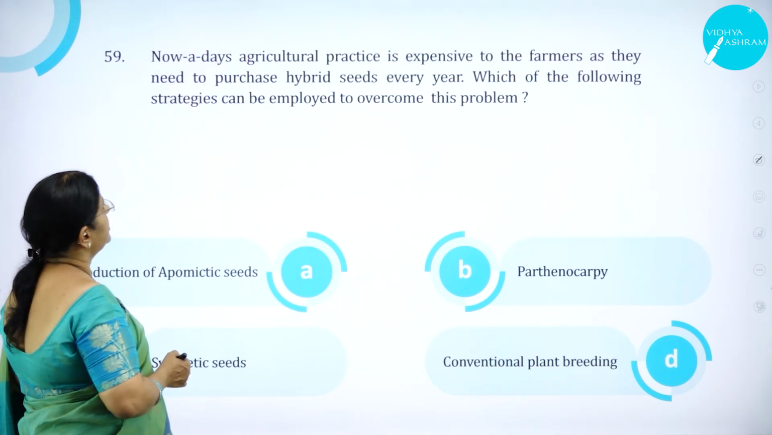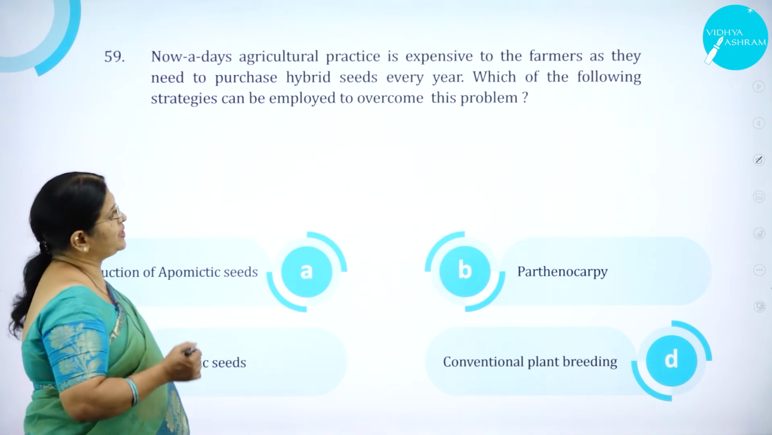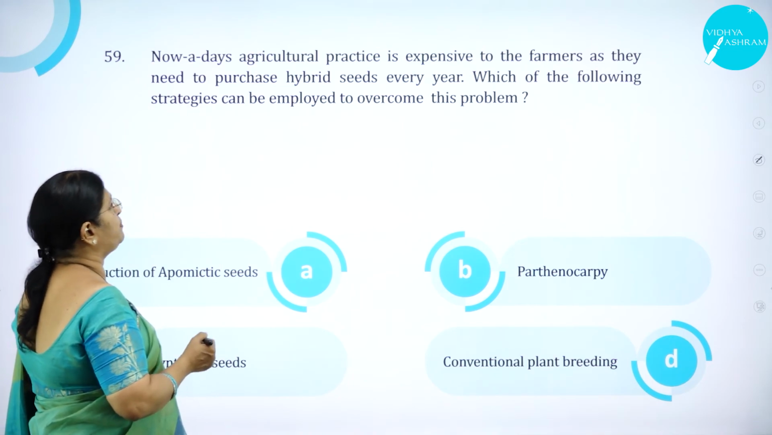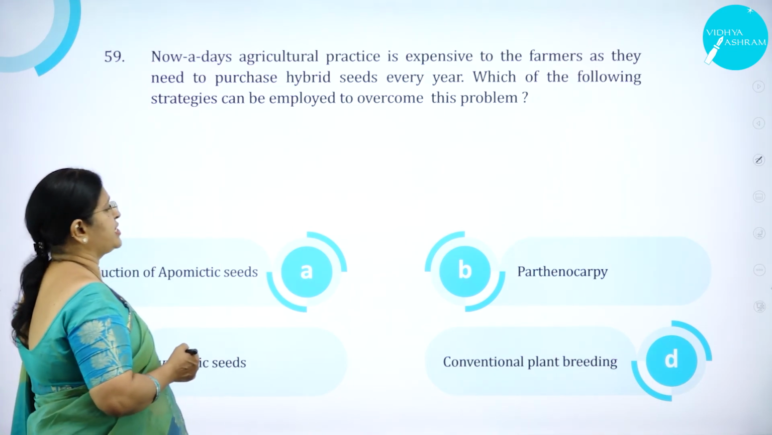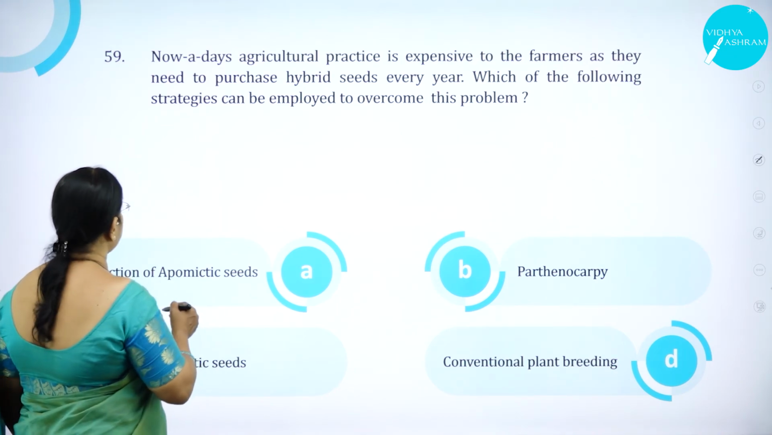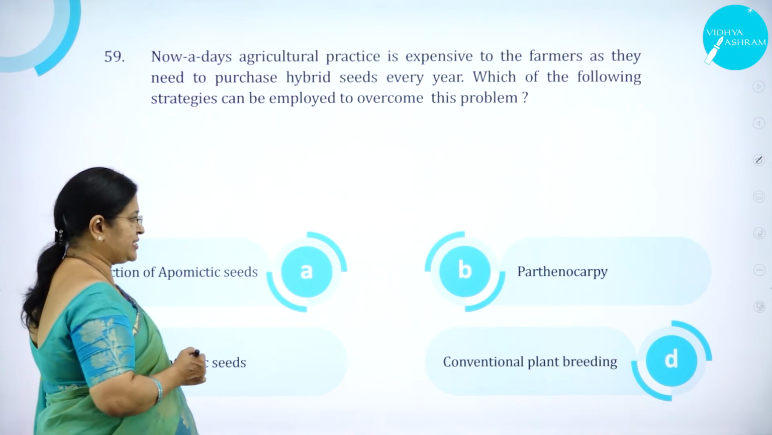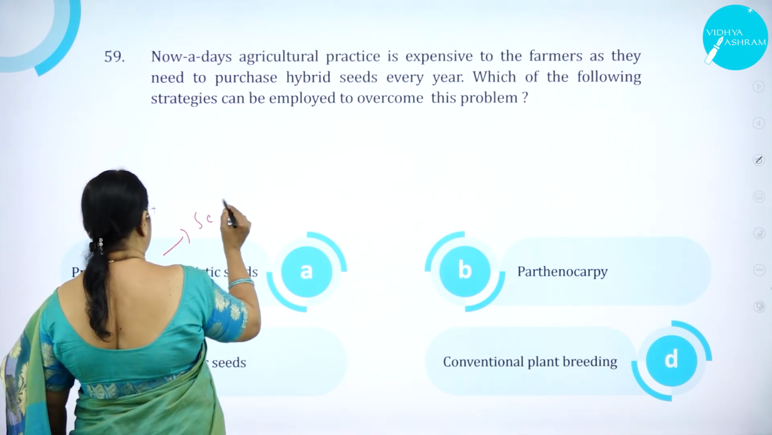Cross-pollination. Nowadays, agricultural practice is expensive to the farmers as they need to purchase hybrid seeds every year. Which of the following strategies can be employed to overcome this problem? Option 1, production of apomictic seeds. Apomictic seeds means what? Seedless, that is hybrid seeds.